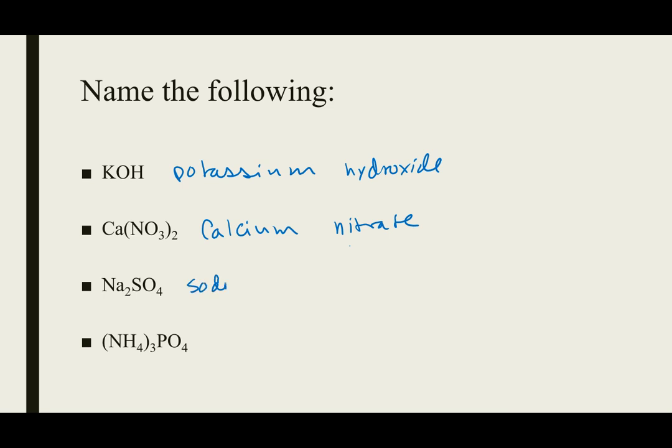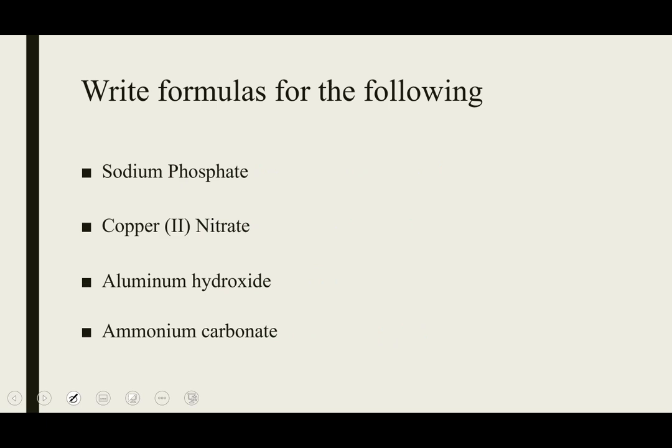So this would be sodium sulfate. And then the last one, NH4, is our only positive polyatomic ion, so that's ammonium. And then PO4 is phosphate. So that would be named ammonium phosphate.